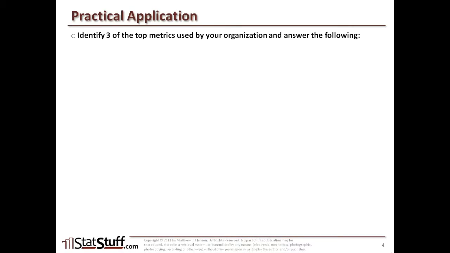All right, before we close this lesson, let's discuss how we can apply some of these concepts in a practical way. Well, what I would challenge you with is to identify at least 3 top metrics that are used by your organization and ask yourself the following questions. First of all, what are all the potential factors? Again, those things that are input variables, or what we're calling X's within our transfer function equation. What are those potential factors that you think are influencing the metric?